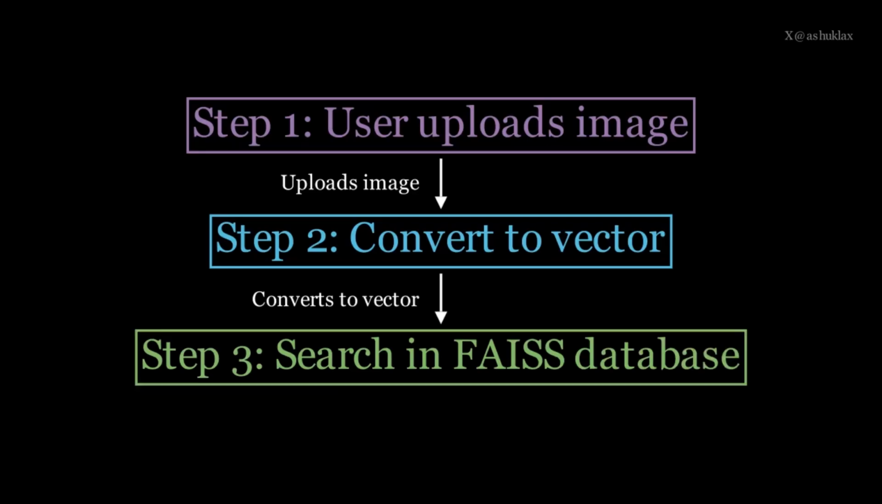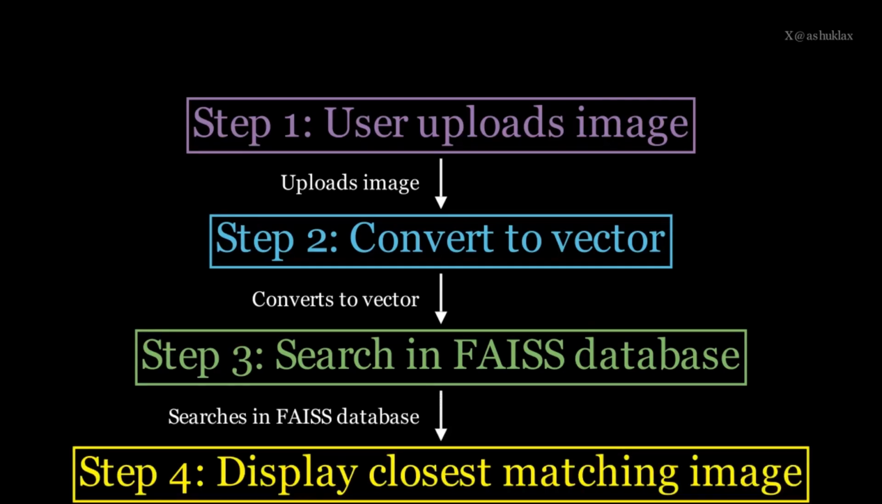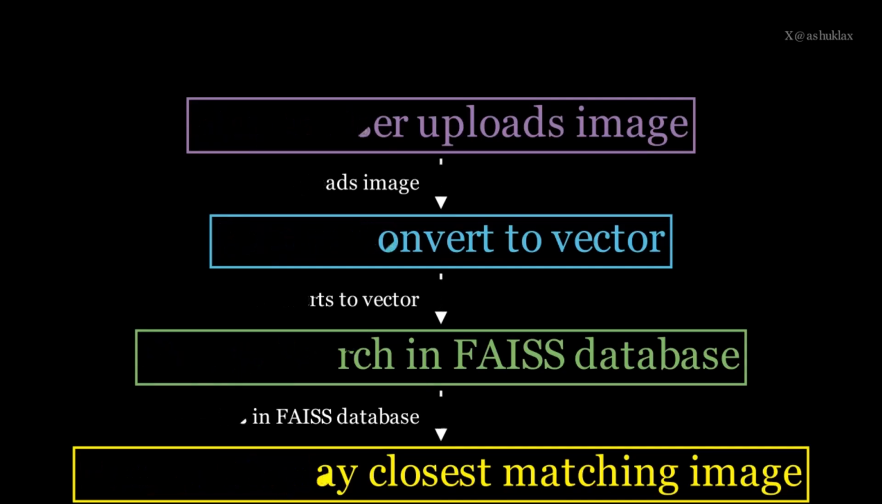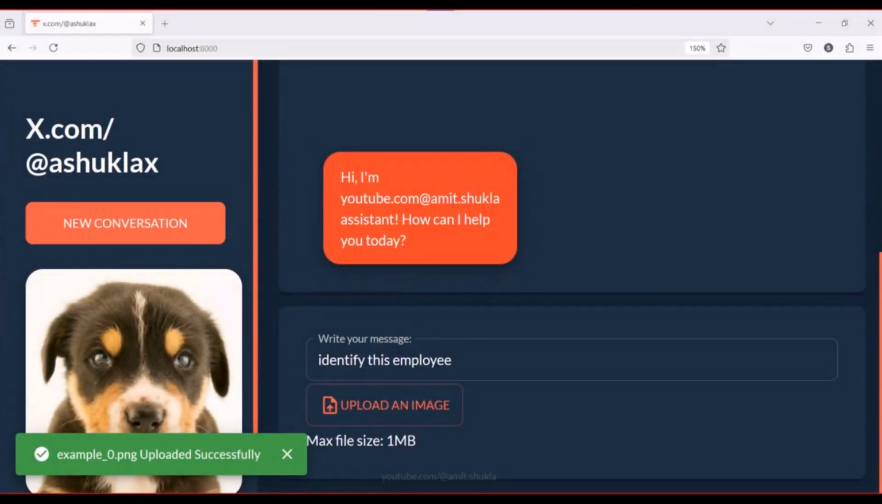Step 3. The app searches the FAISS database. Using the vector, the app searches through the FAISS database to find similar images. Step 4. We display the closest matching image. The app then shows you the image from the database which is closest matched to your uploaded image. Finally, results will be displayed to the user: the closest matching image from the database alongside the original uploaded image. Now, since we have an idea what the app is going to look like, let's start building it.